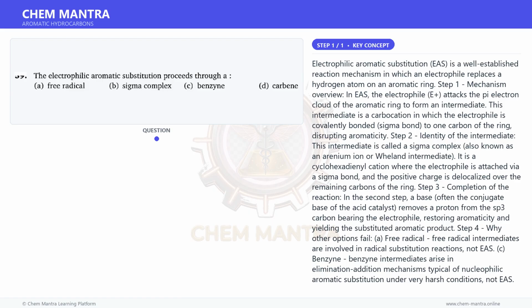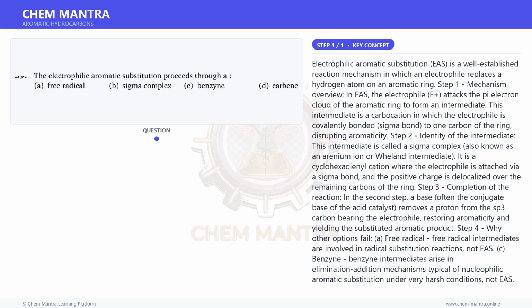Step 4: Why other options fail. A. Free radical. Free radical intermediates are involved in radical substitution reactions, not EAS. C. Benzyne intermediates arise in elimination-addition mechanisms typical of nucleophilic aromatic substitution under very harsh conditions, not EAS.